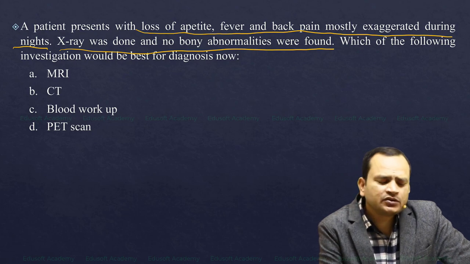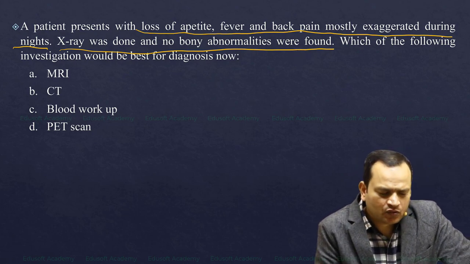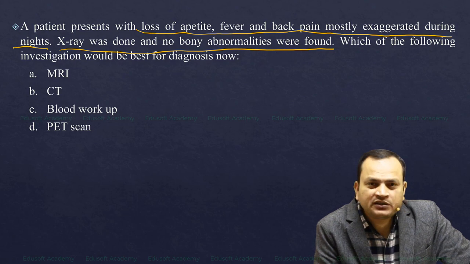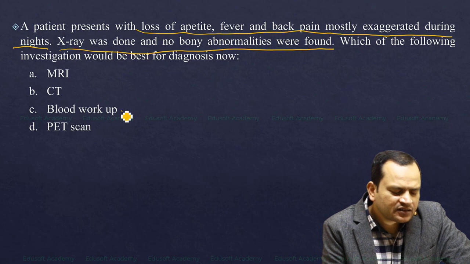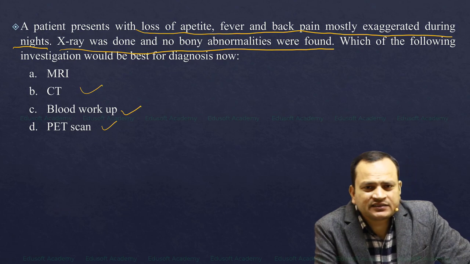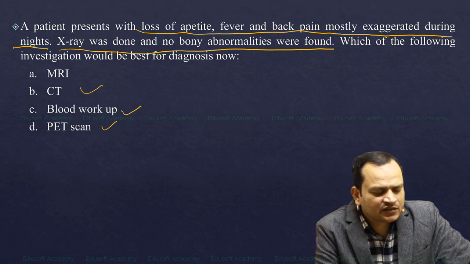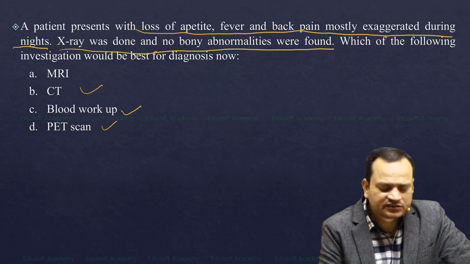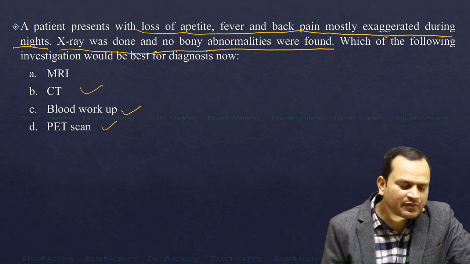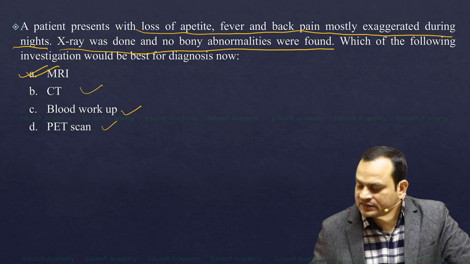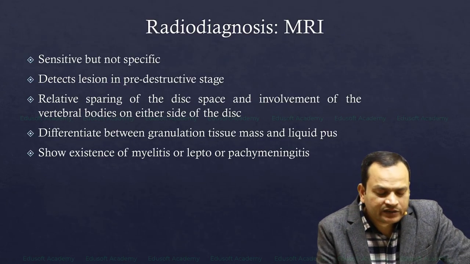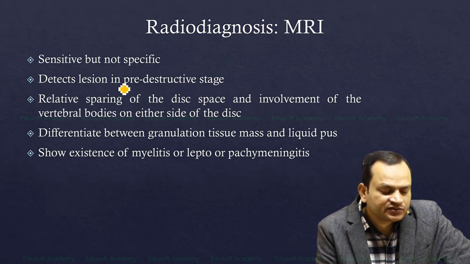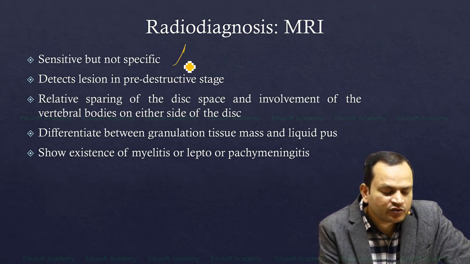Okay, so since there are no abnormalities on X-ray, we are less likely to get the diagnosis on blood workup, PET scan, CT scan. CT scan is an extended X-ray. So, usually there is no change in CT scan too. So, the correct answer is MRI. So, let us review about MRI. In case of MRI, it is most sensitive but not specific for tuberculosis.